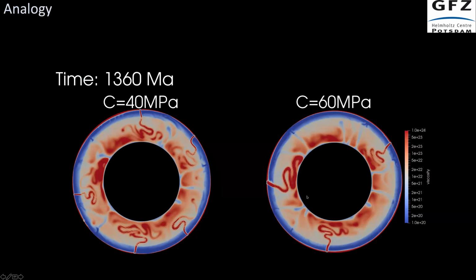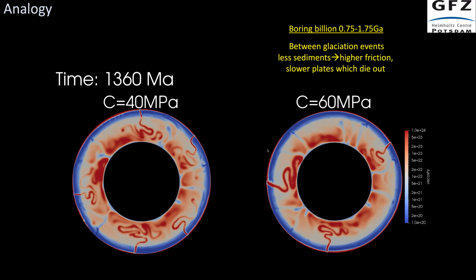And so let's just pause on one or two of these screenshots. So here is at 1.3 or so billion years. And let's see if we can try to correlate these different dynamics with possible events in Earth's history. So this increased yield stress could reflect the time around the boring billion. So between glaciation events where there were less sediments, higher friction at the trenches, and we can't see it here, but we have subduction zones that die out and new subduction zones that can't form.